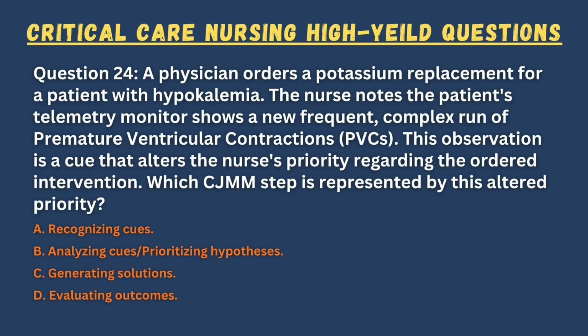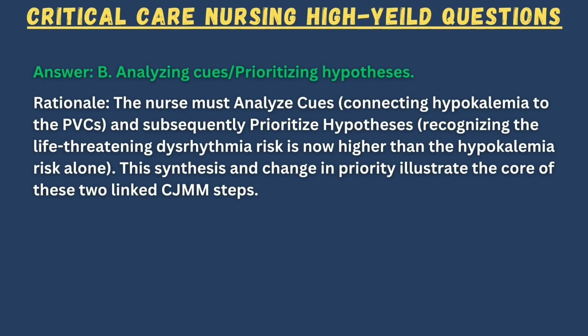A physician orders a potassium replacement for a patient with hypokalemia. The nurse notes the patient's telemetry monitor shows a new frequent, complex run of premature ventricular contractions, PVCs. This observation is a cue that alters the nurse's priority regarding the ordered intervention. Which CJMM step is represented by this altered priority? A. Recognizing cues. B. Analyzing cues or prioritizing hypotheses. C. Generating solutions. D. Evaluating outcomes. Answer. B. Analyzing cues or prioritizing hypotheses.